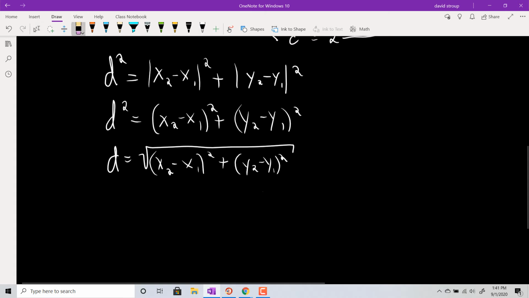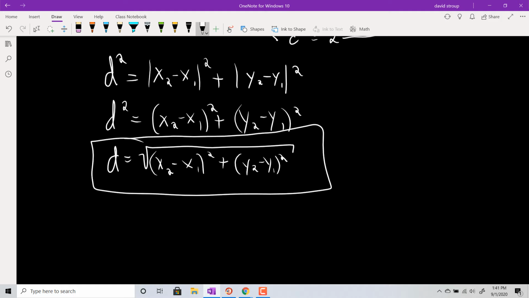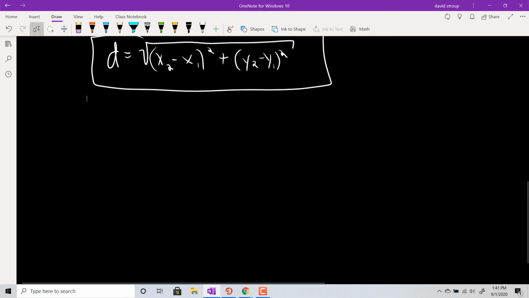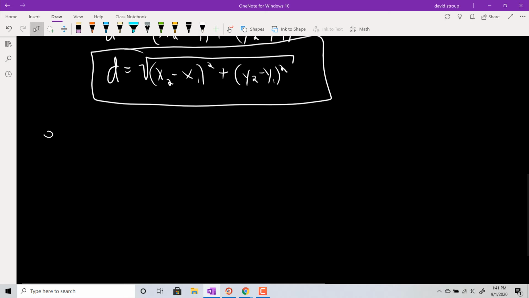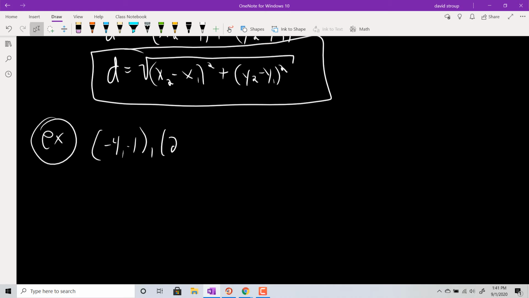This thing that I've given you is the distance formula that you need for the first set of problems. If nothing else, you're basically just plugging and chugging. WebAssign will really challenge you with some crazy numbers. Let's just keep it easy at first. So let's try -4, -1, and then 2, -3.